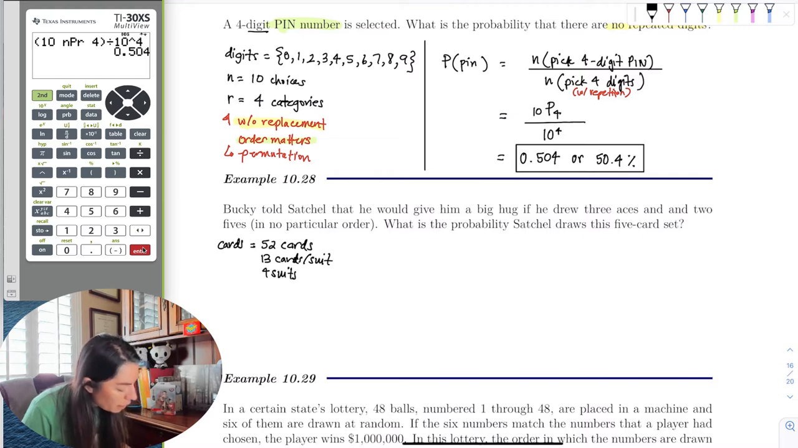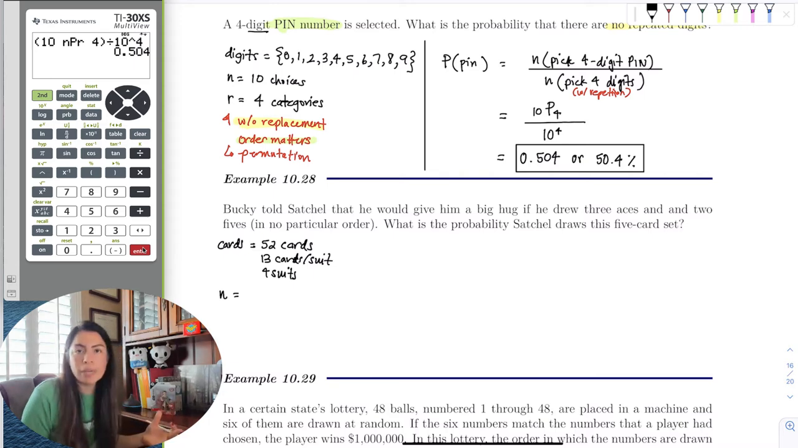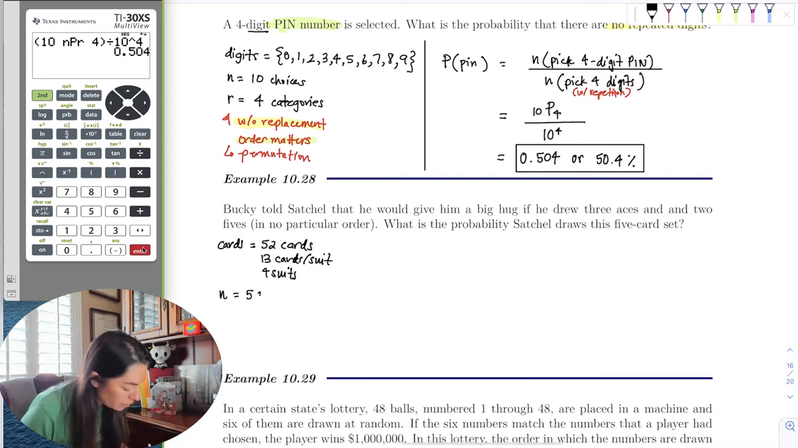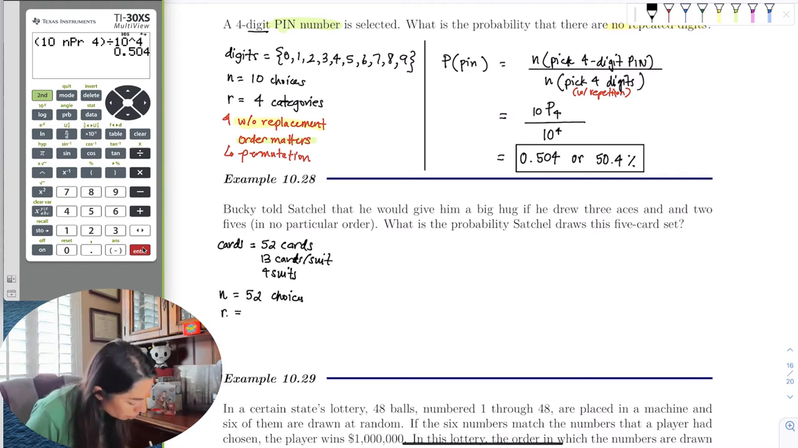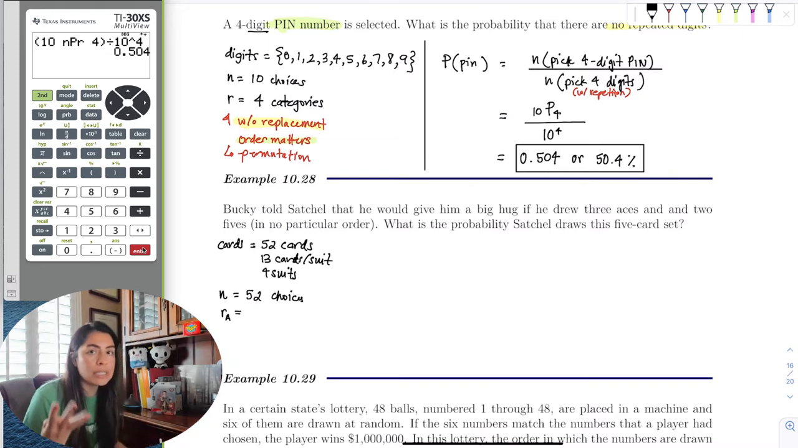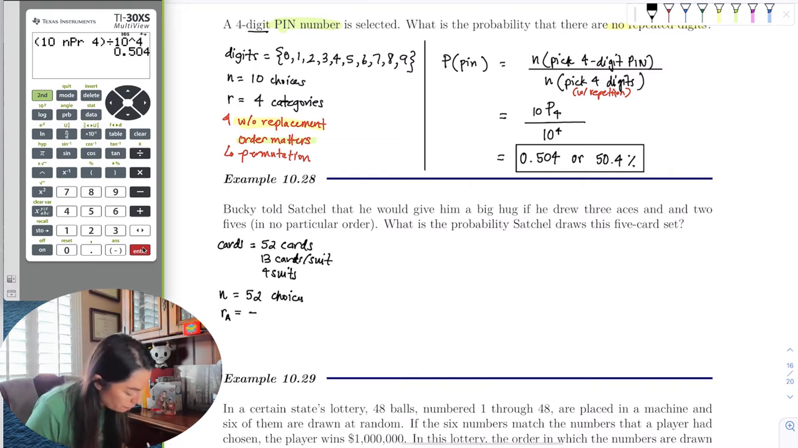The other part we see is, how many choices do I have in a deck? Well, I have 52 cards, so I have 52 choices to pick from. Now I have to be kind of careful, because what I'm doing is picking two types of categories. The first category I'm picking is aces. So I'm going to put R sub A here, for aces. And I only have 4 choices to pick for aces, so 4 categories, 4 suits.